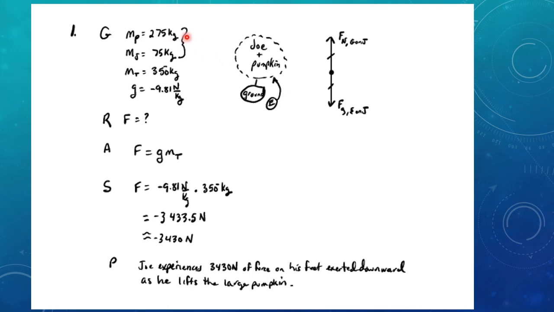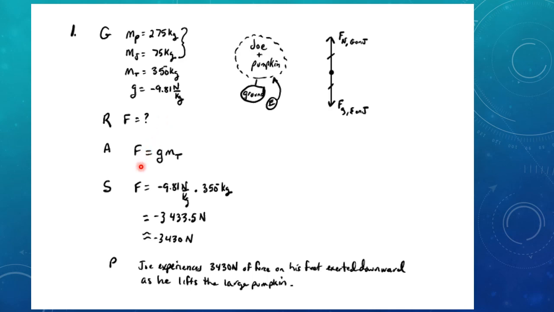I went ahead and listed the information. I have the mass of the pumpkin, I have the mass of Joe, and the mass total is just adding those two values together. So I'm dealing with 350 kilograms, which his feet have to support. And I have gravity, the gravitational field strength constant. The requested or required is what is the force on his feet.